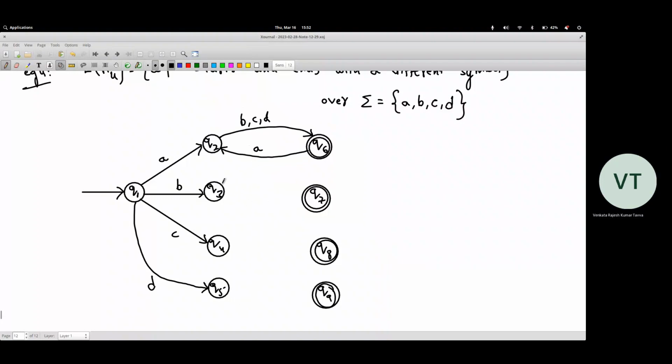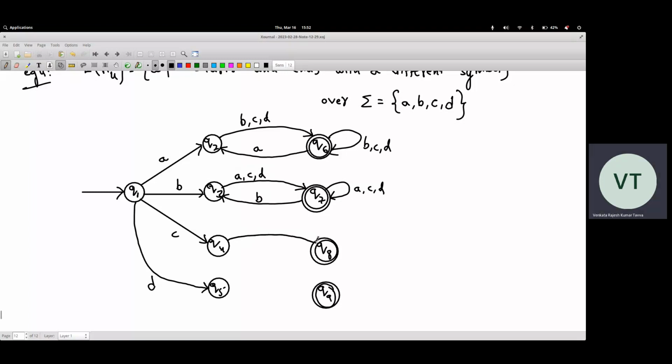All right. What about Q6 on B, C, D? It loops on itself, so this is ACD. This also loops onto itself. This is on B. And this is on A, B, D. This is on ABC. Again on ABC.